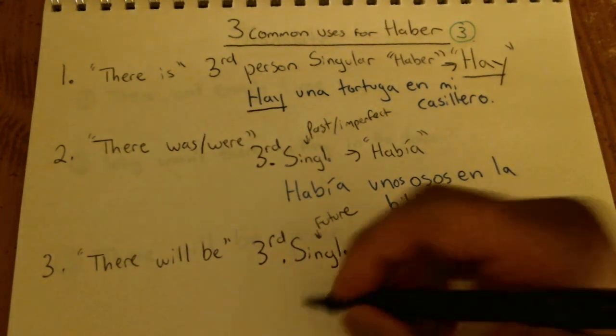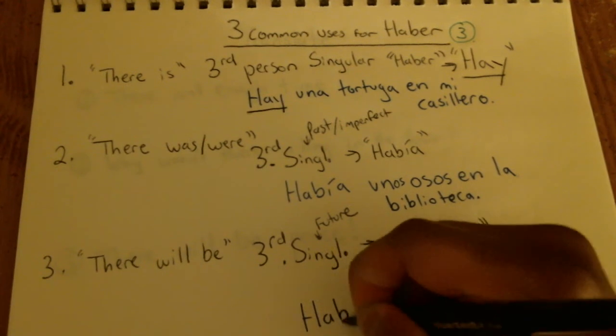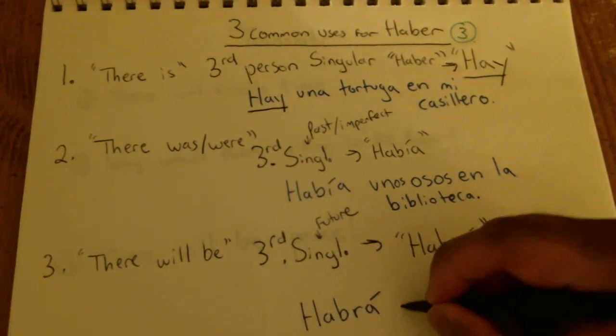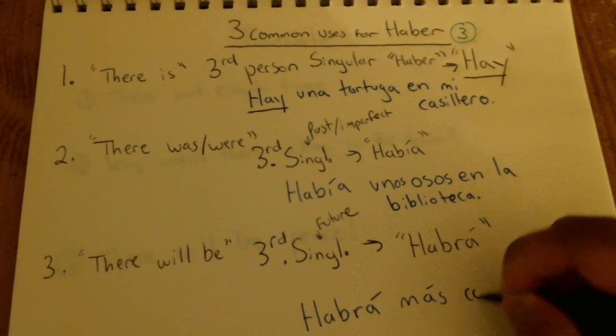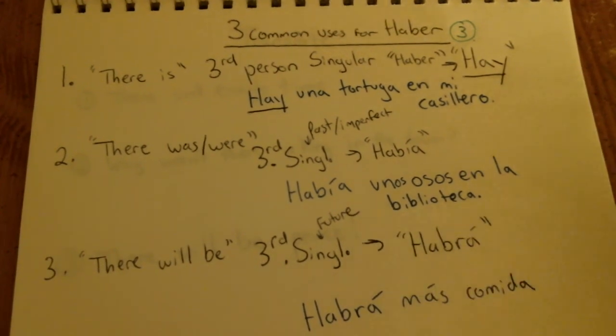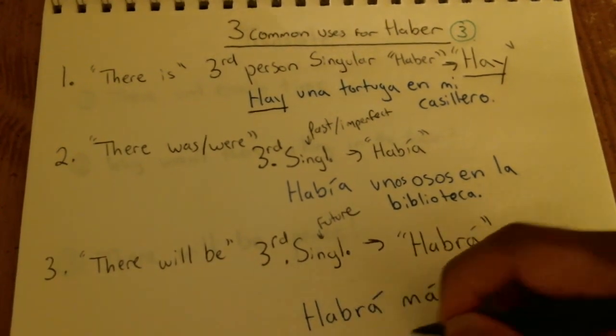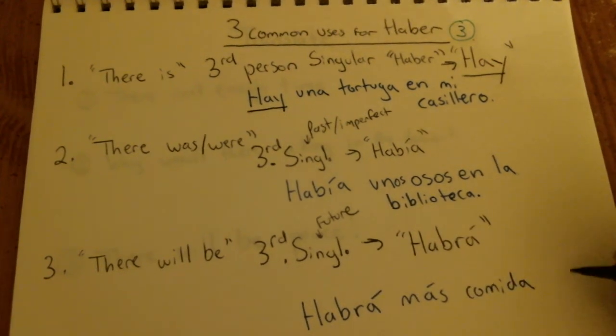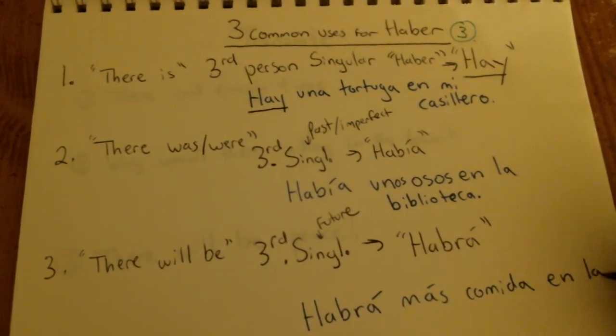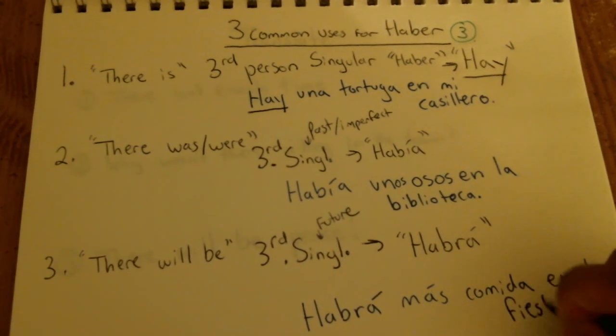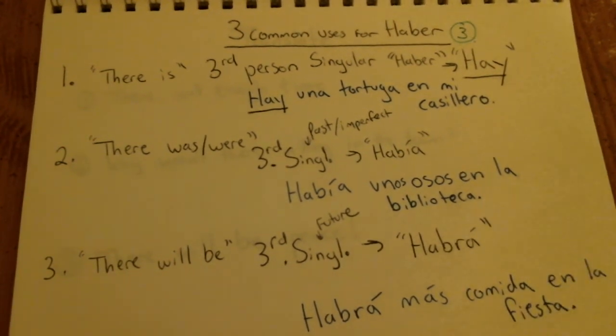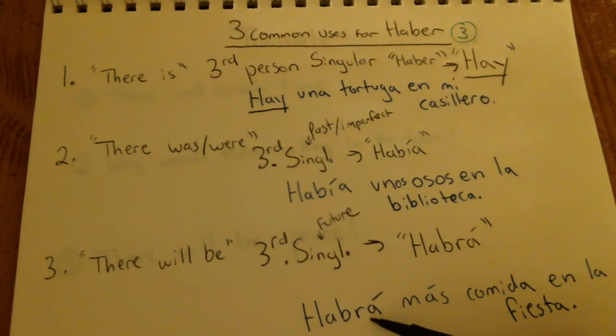So you could say, for example, habrá más comida en la fiesta, okay? So you see, habrá más comida en la fiesta. There will be more food at the party, okay? So do you see, it doesn't matter if the thing is singular or plural, you still use the third person singular form of the verb.